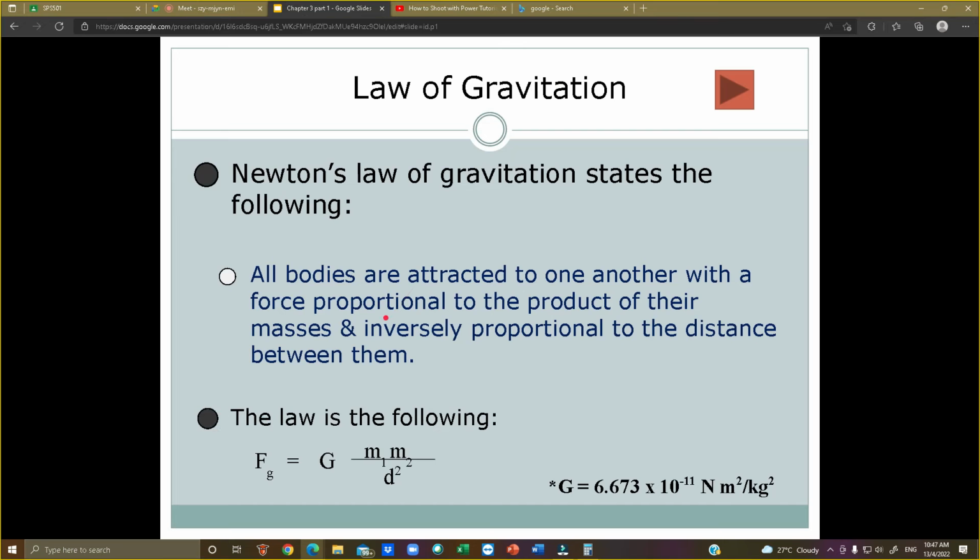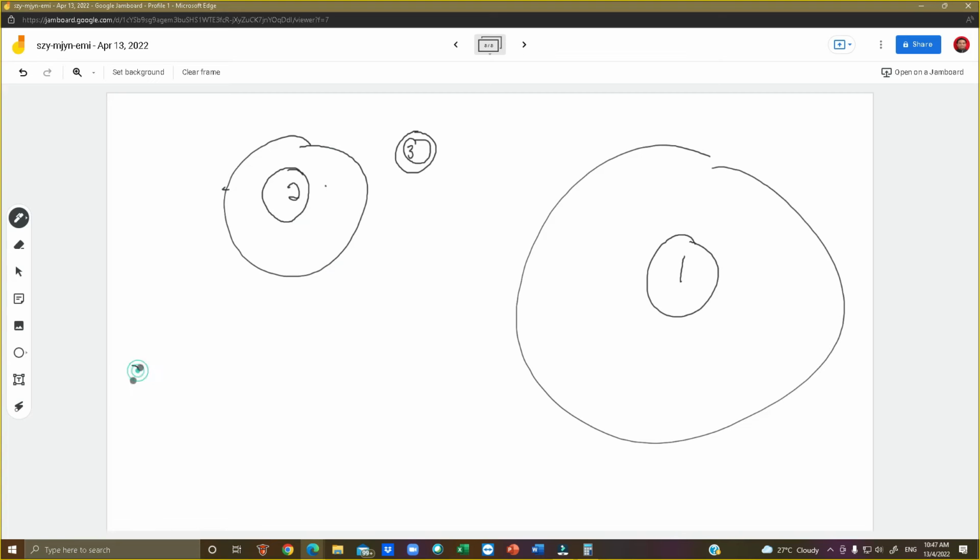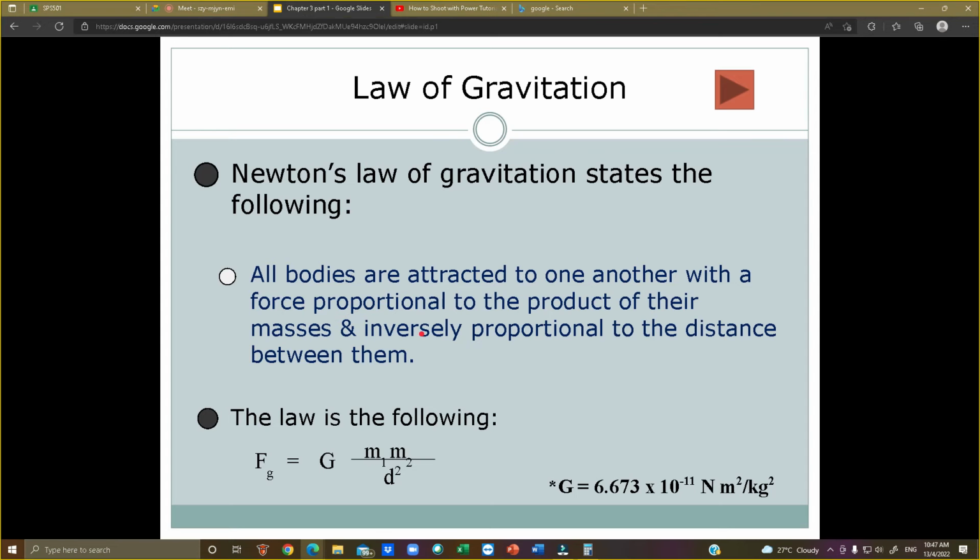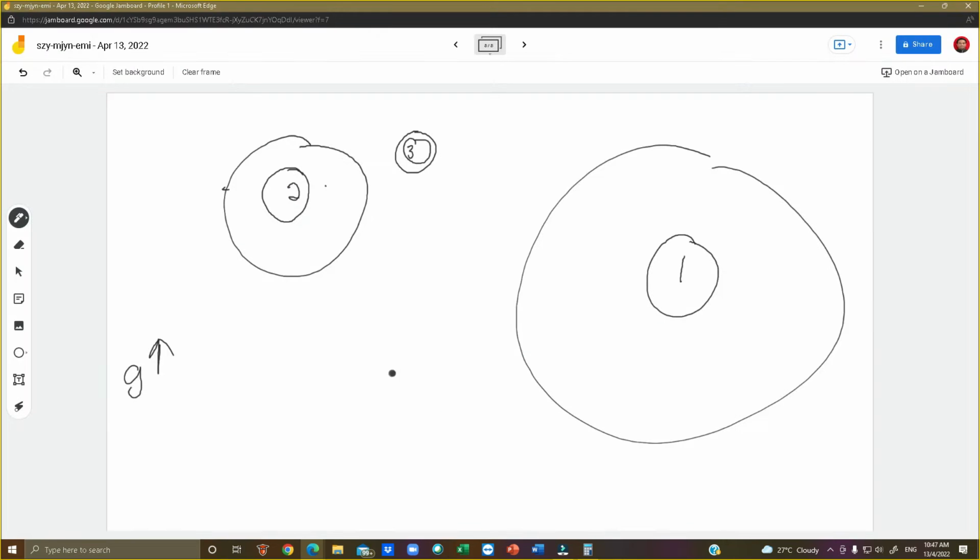Point yang kedua, inversely proportional to the distance between them. Meaning that gravitational force is higher, apa dia? Inversely proportional to the distance between them. If the distance is near, the gravitation force is low. If the distance is further, the gravitational force is higher. Okay, tu maksud dia. So that makes bumi ditarik oleh matahari.